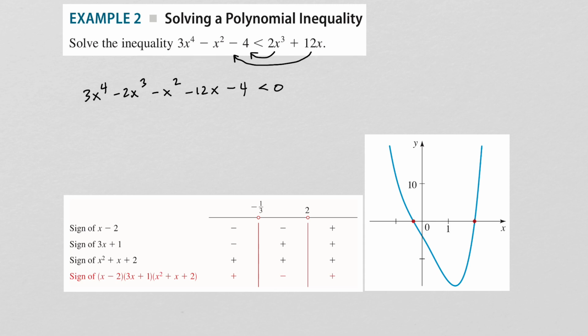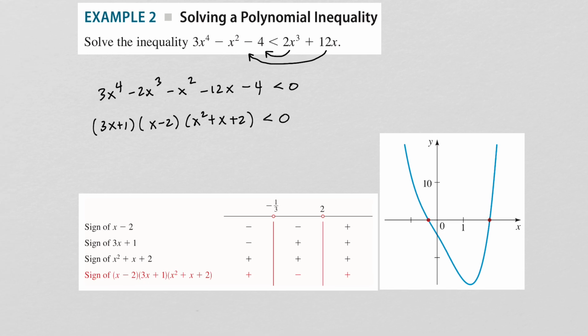Now I'm going to skip the work on this, but again, you could use synthetic division to factor this. But when you factor it, you will find that you get 3x plus 1 multiplied by x minus 2 multiplied by x squared plus x plus 2. And we want this to be less than 0.